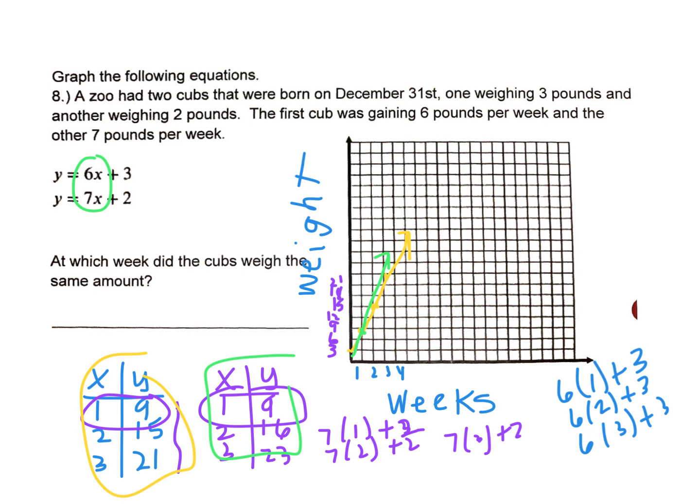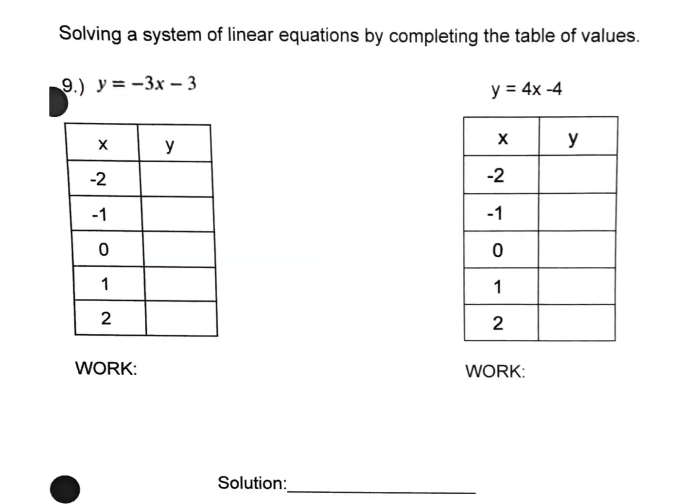And at week 1, the cub weighed 9 pounds. So that's when they both weighed the same, right away after week 1. Okay, now we're going to just substitute our x values into our equation to get our y values and see if we have any common points. Also, your teacher should have told you that there was one little typo here, that this should be -4 right here.